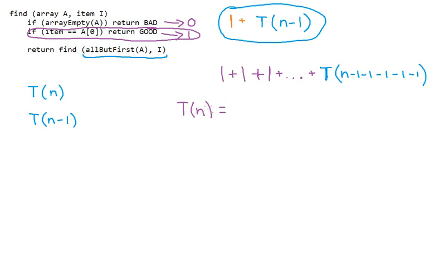So, within t of n, within the function, here we're calling n minus 1 within t of n, right? So, all but first, here, will be called, and it will make n minus 1 because we're taking off one cell off of A. So t of n, instead of n replacing the 1s, n minus 1 will replace the 1s.